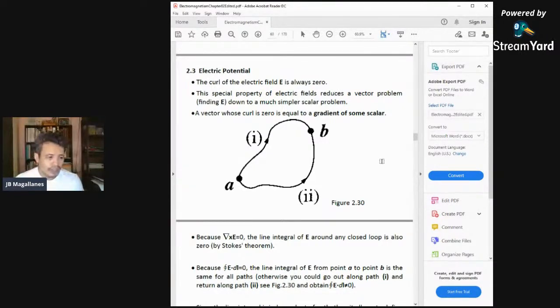Not good with calculating electric field is the direction that the electric field carries. It's so messy in the calculation. They are making some simplifications to the problem by taking the scalar that causes the electric field, and this scalar is called electric potential. You know that the curl of the electric field is always zero, and that is a requirement that the electric field is actually a vector equal to a gradient of a scalar.